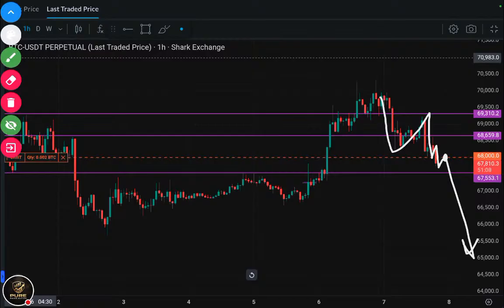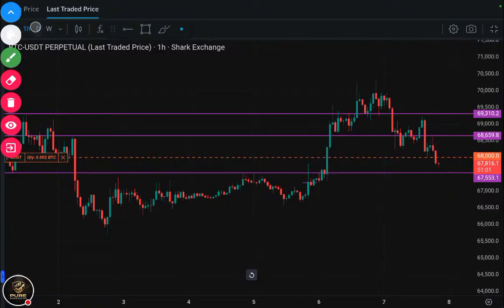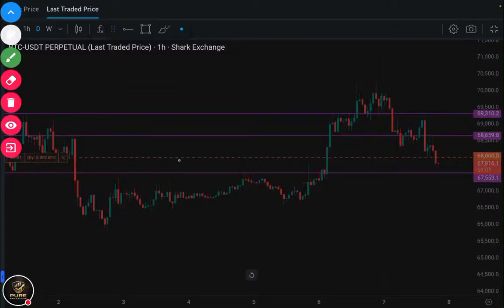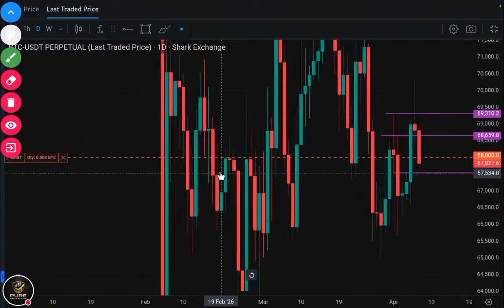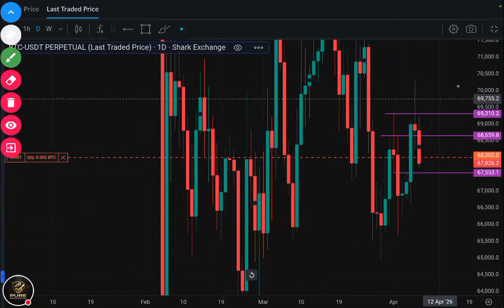Okay. So let's start the analysis. Why I have this view. First of all, I'll tell you why I am thinking like this. उसके लिए हम पहले daily time frame पे जाएंगे.